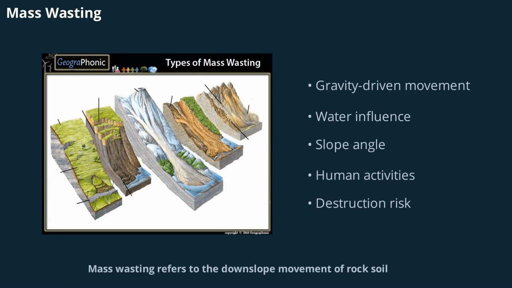Mass wasting refers to the downslope movement of rock, soil, and regolith under the influence of gravity. Factors like water, slope angle, and human activities contribute to mass wasting. Water reduces cohesion among particles, increasing movement. Steep slopes are more prone to mass wasting, and human activities like farming and overgrazing can trigger events. Mass wasting can cause destruction of property and loss of life, highlighting the importance of understanding these processes.